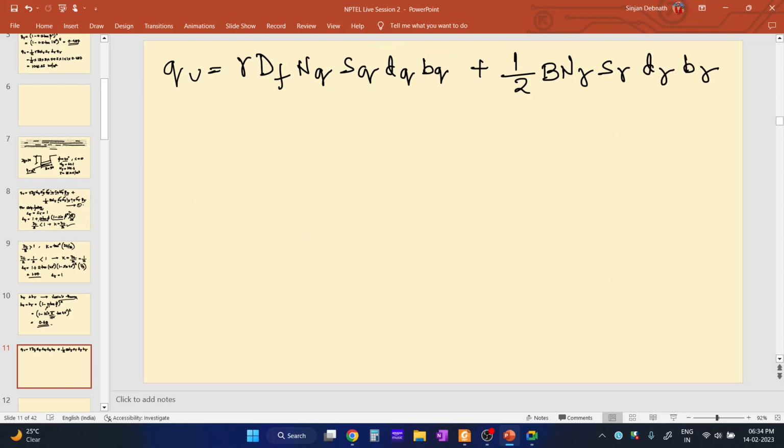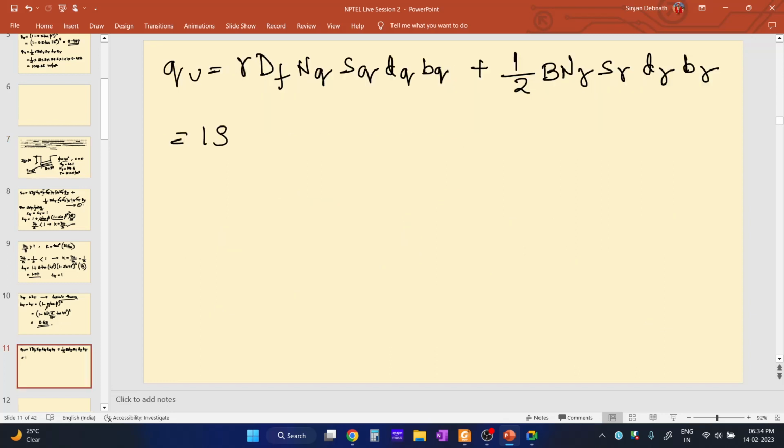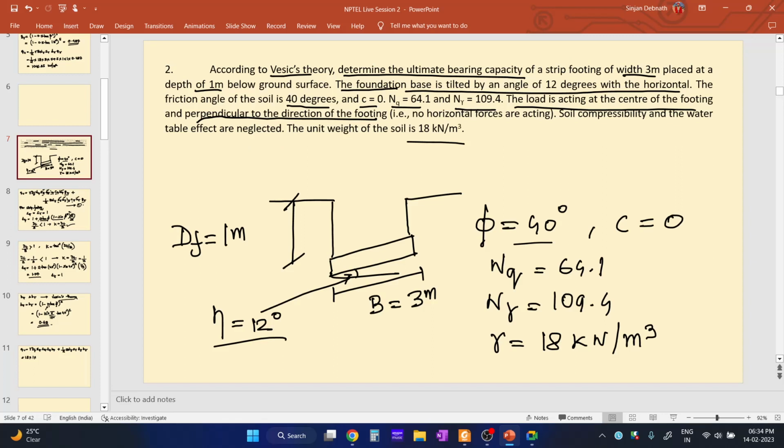So now let us put all the values of all the factors in this equation. What is gamma? What is the unit weight of the soil? It is 18 kilonewton per meter cube. So 18. What is the embedment depth of the footing? It is 1 meter. What is the value of Nq? The value of Nq is 64.1.